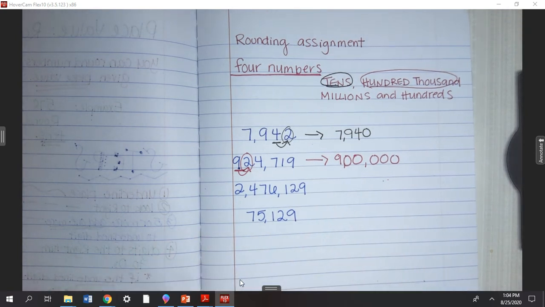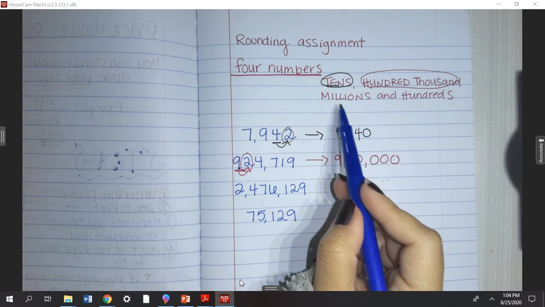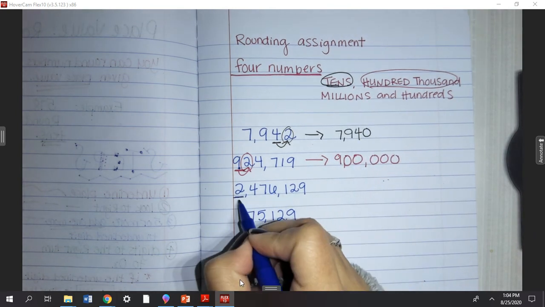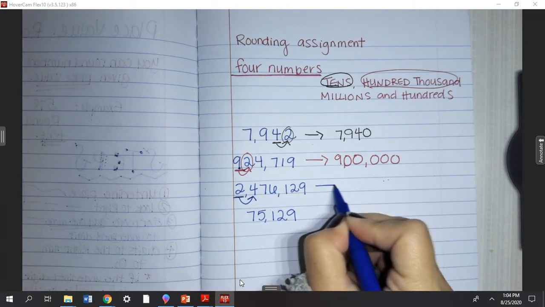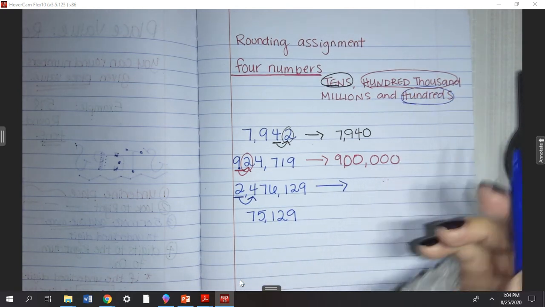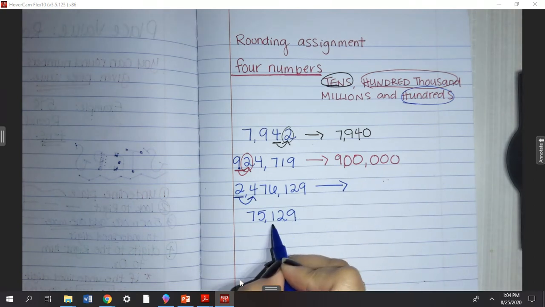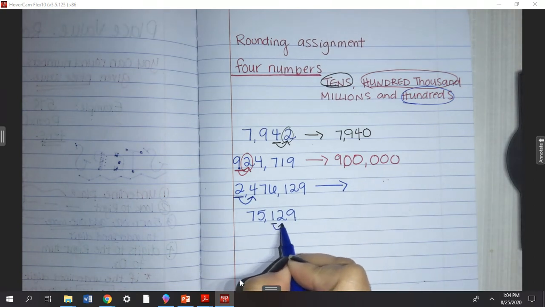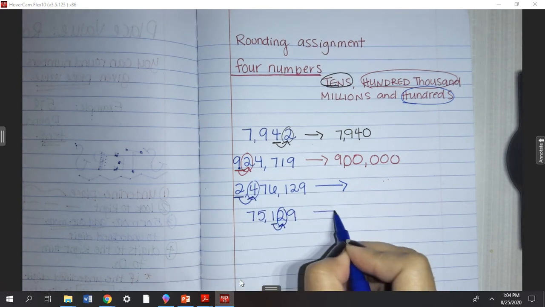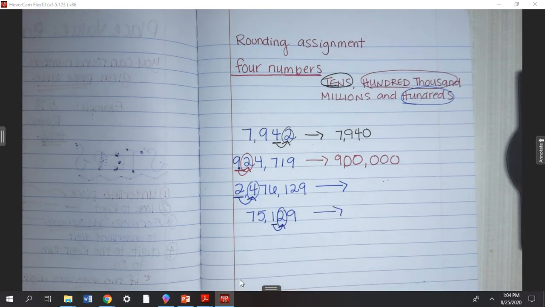So you're going to do that for the other numbers you have. So this one's millions. I'm going to underline the millions place. Look to the right. Do my number. This one is going to be the hundreds place. Ones, tens, hundreds. Look at my digit to the right. That's going to tell me what to do. Okay, so that is your assignment for today.